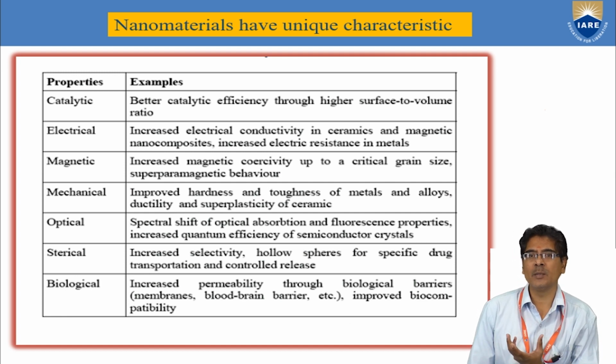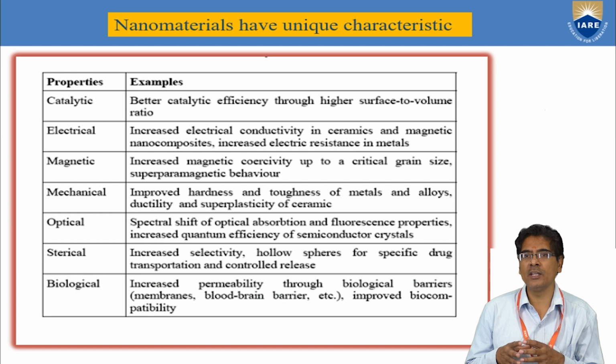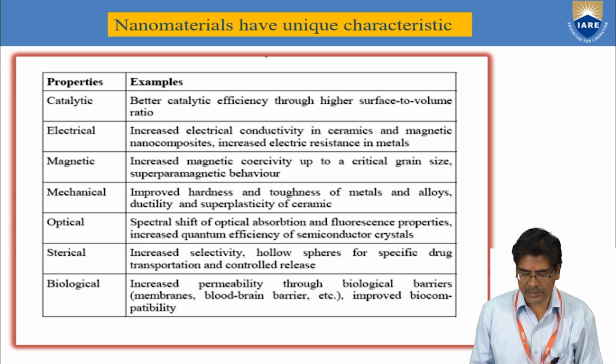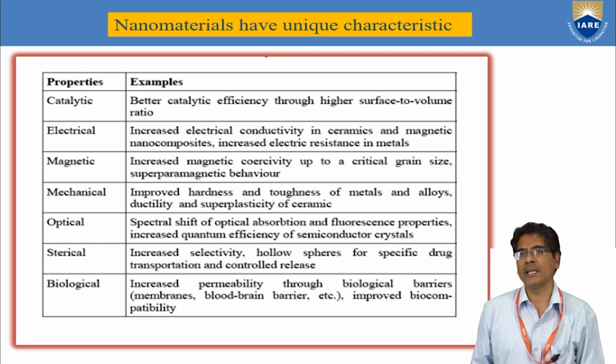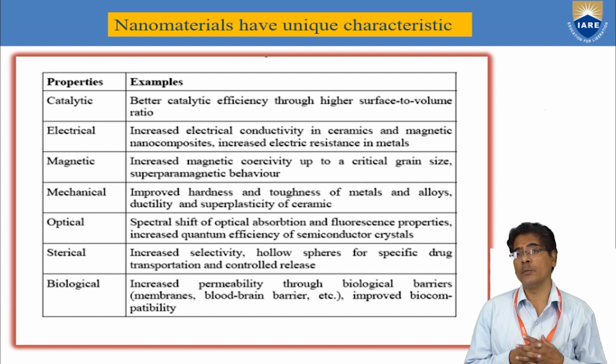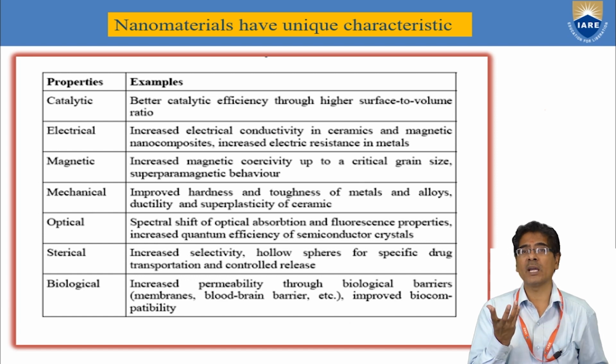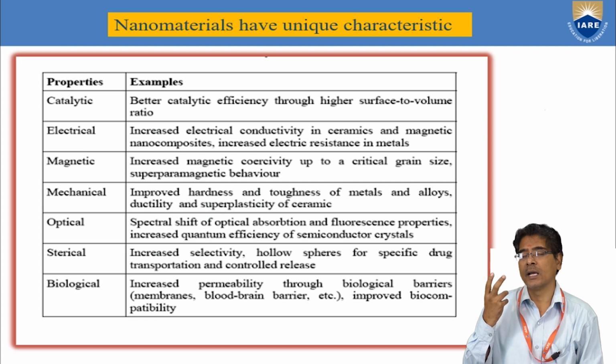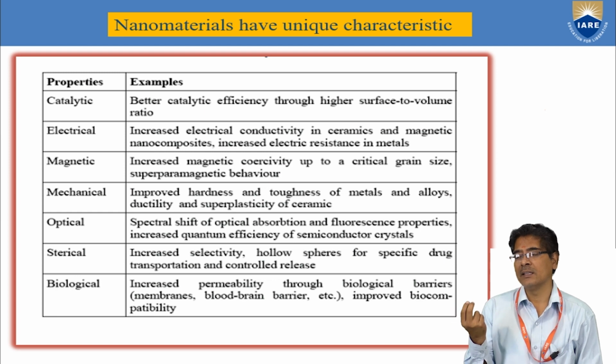These biological barriers can be membranes or blood-brain barriers, etc. So they improve biocompatibility. That is what comes under the biological property. So these are the different properties where nanomaterials have unique characteristics. Out of these, a very important characteristic is the magnetic properties, right? Where we can find superparamagnetic behavior by controlling the thickness and the grain size, the critical grain size, right? If you increase the coercivity at the critical grain size, then it shows a superparamagnetic behavior, which is a single domain state.